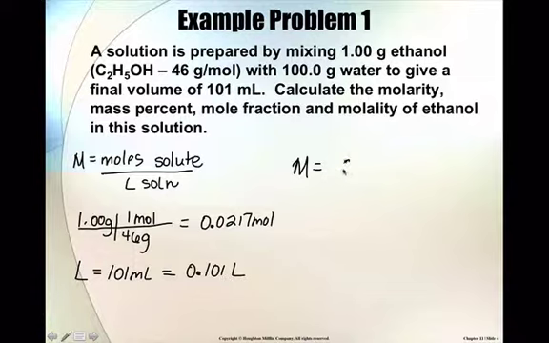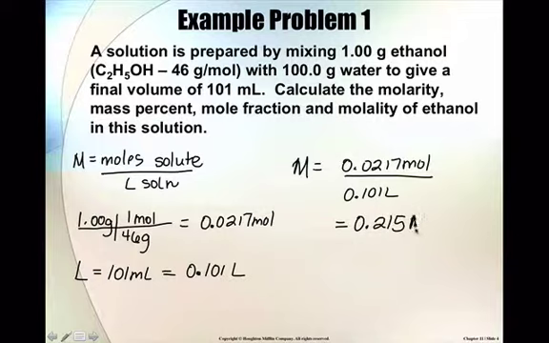So big M is equal to 0.0217 moles of ethanol divided by the liters of my solution. And I come up with an answer of 0.215, and we label it big M, molar. Make sure you don't do MOL because that's moles, it's not molarity. And there's a difference, and I always see students doing the wrong way. So moles per liter, and then this is molarity, or molar is how you would read it. Not MOL over liters. That would be incorrect. So make sure you're labeling correctly. So that was the first one.